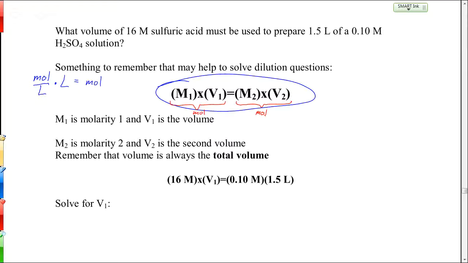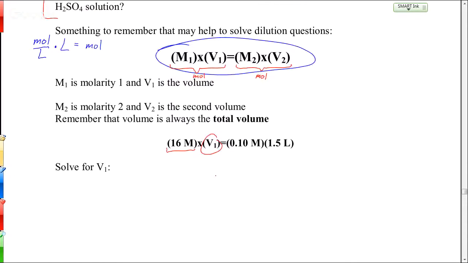So in this case, same basic question as what we just did. What volume of 16 molar sulfuric acid must be used to prepare 1.5 liters of a 0.1 molar sulfuric acid solution? So what you start with is the stock solution. So that's that 16 molar from the stock solution. And this is that unknown volume that we had before. On the other side is what you want, the volume you want and the concentration you want. So you want a 0.1 molar solution, you want 1.5 liters of it. So then you just solve for V1.